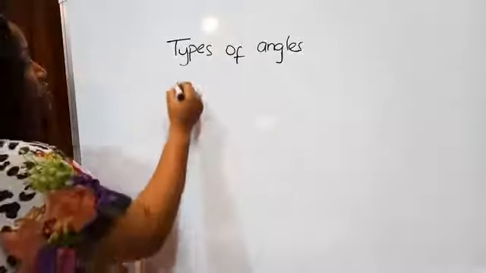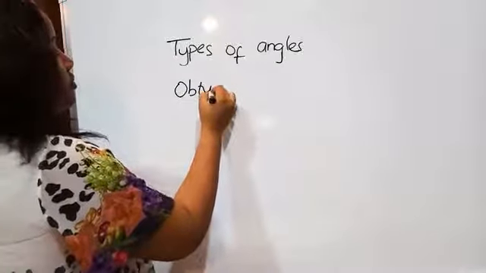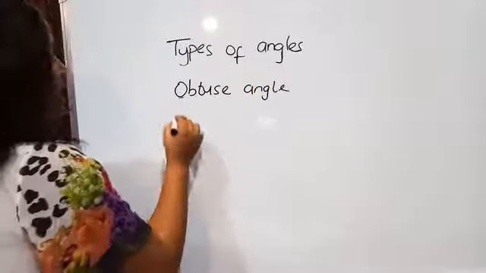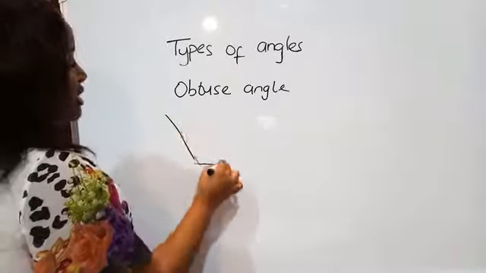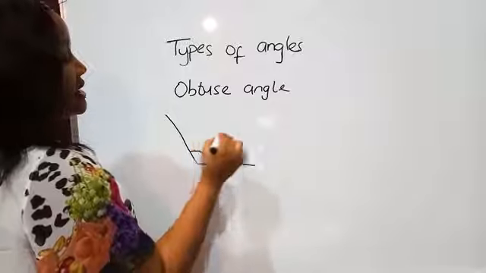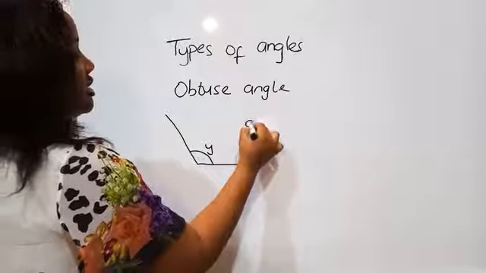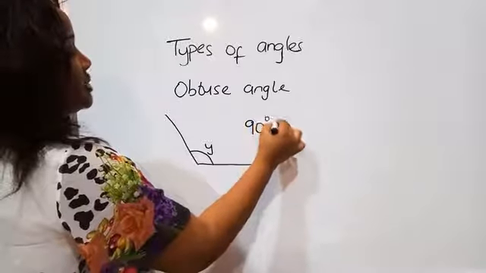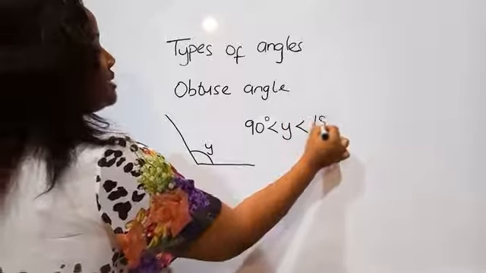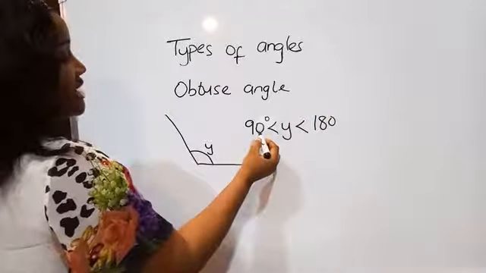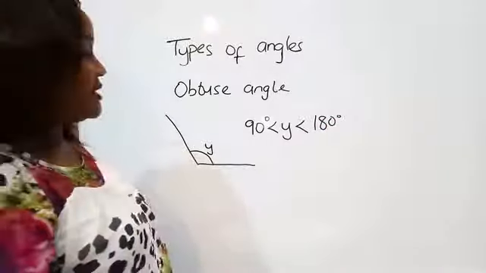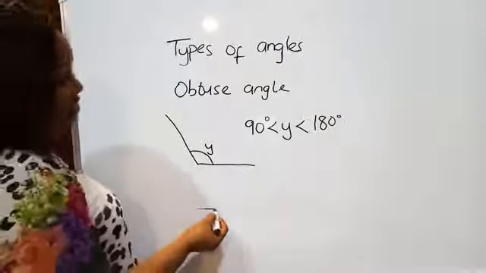So let's look at obtuse angle. An obtuse angle is between 90 degrees and 180 degrees. An obtuse angle is between 90 and 180 degrees, meaning that it's greater than 90 degrees and less than 180 degrees.